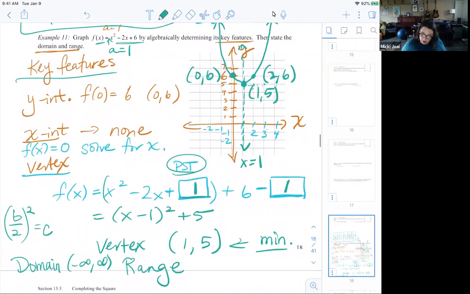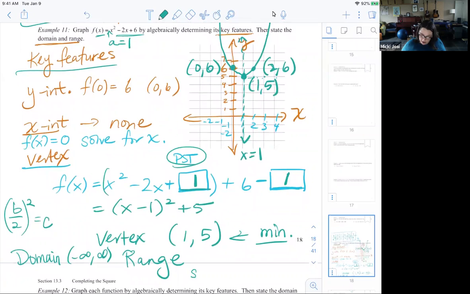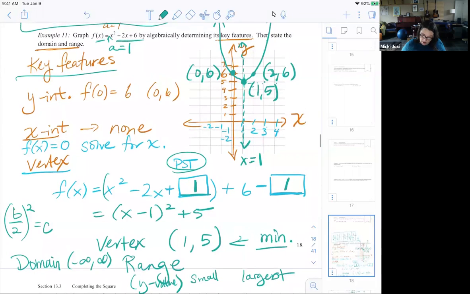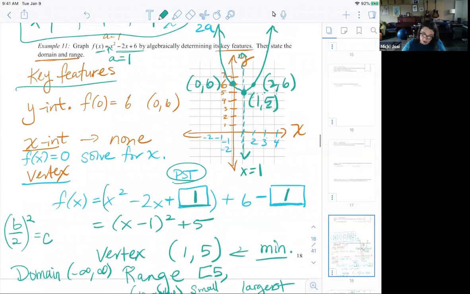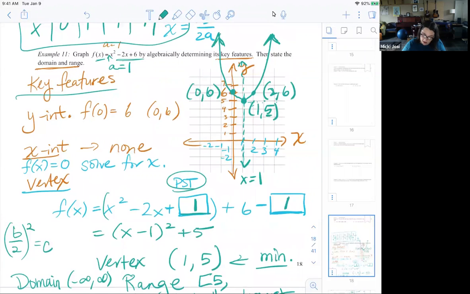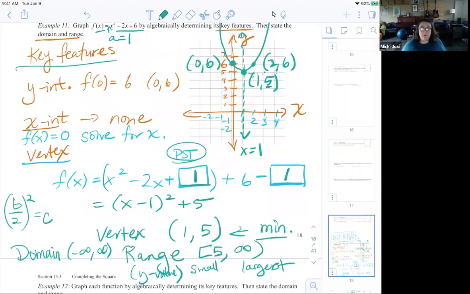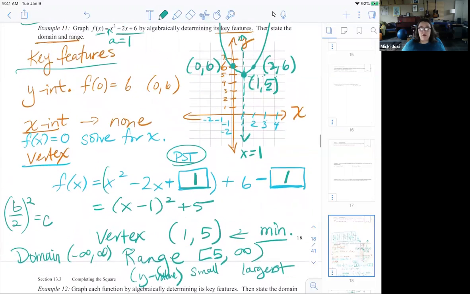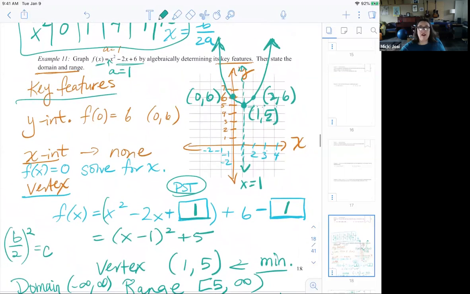The range is always going to be the smallest value to the largest value when it comes to the y values. So the range are the y values, and the smallest y value is 5, and we can include 5. And since this parabola is opening upward, we put arrows on the end, and that's going to go on for infinity. So from 5 to infinity, and that would be the range. Good, very good question.